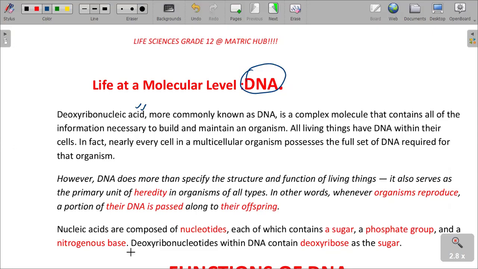So almost every cell in a multicellular organism possesses the full set of DNA required for that organism. So the functionality, the existence, the living of any organism is controlled as a result of what? Of a set of DNA that is within that organism. However, DNA does more than specify the structure and functioning of living things.